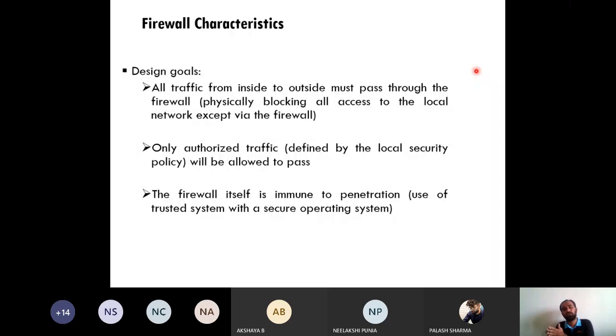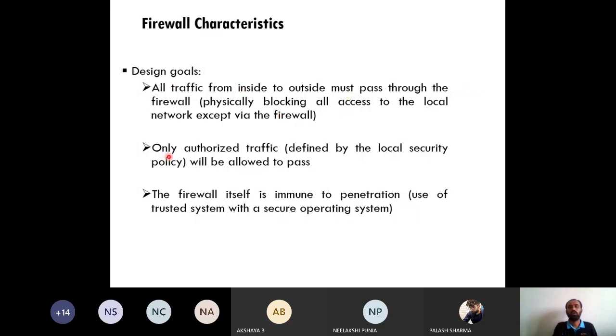Who is entering, who is going from inside to the outside of the campus? Say he is passing from inside to the outside. But what about the reverse case? When the fellow is passing from outside to the inside, he will be checked by the security. So all the traffic from the inside to the outside must pass through the firewall. Only a few will be blocked.